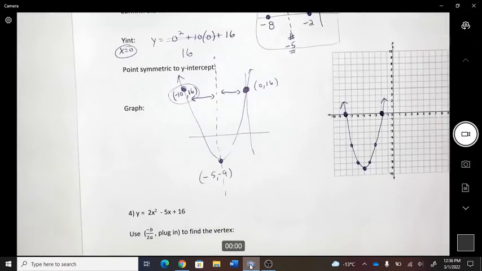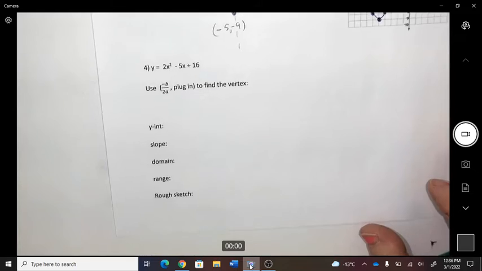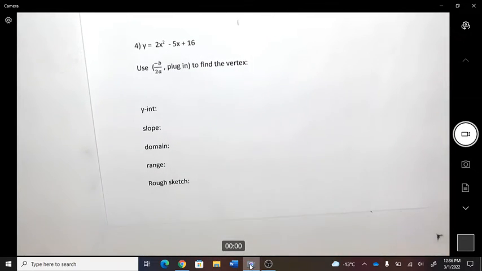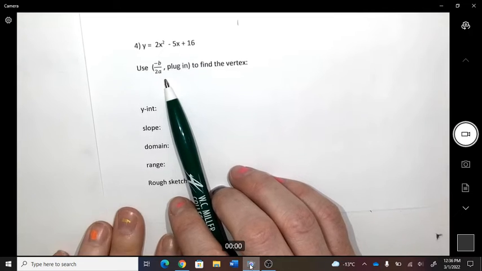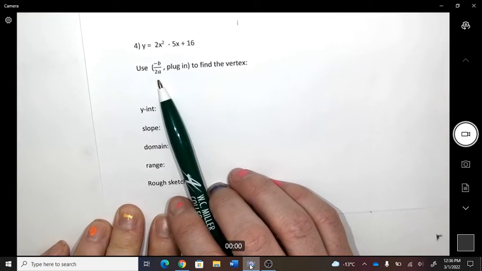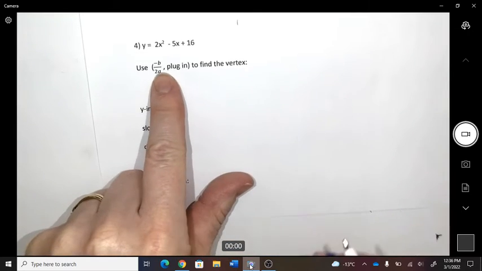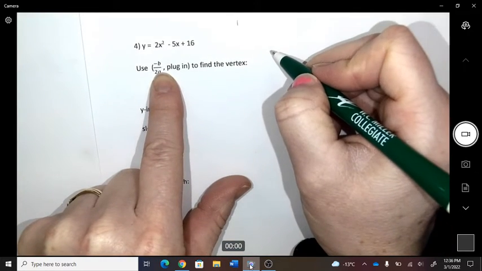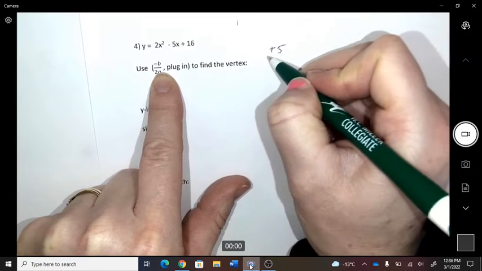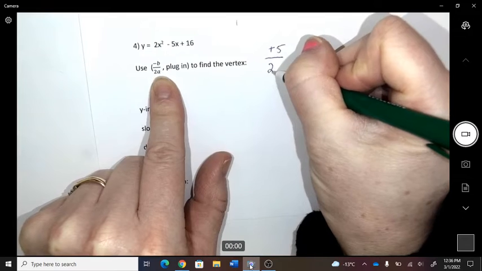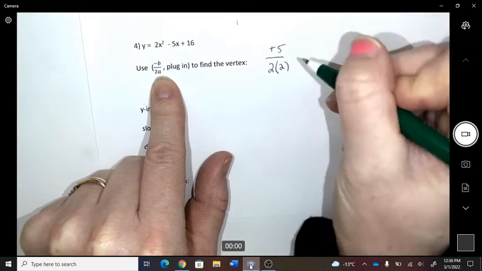Okay, now, number 4. This one we didn't do yesterday, but it's the same concept. So first question, use negative b over 2a, plug in to find the vertex. Negative b is positive 5, because you have to do the opposite, over 2 times 2.